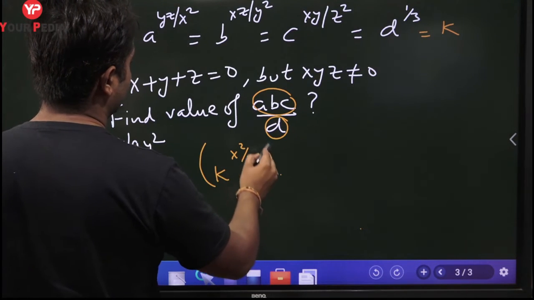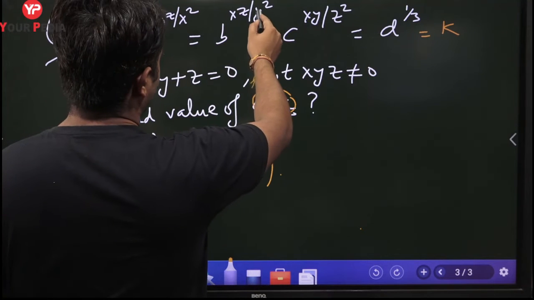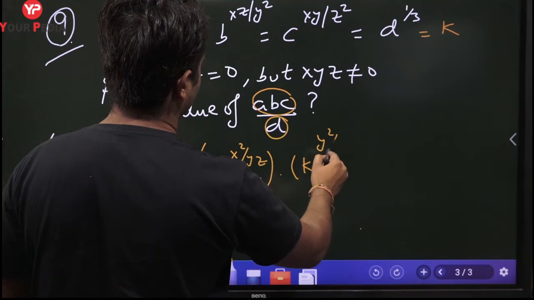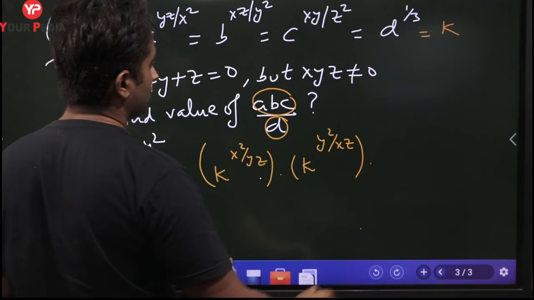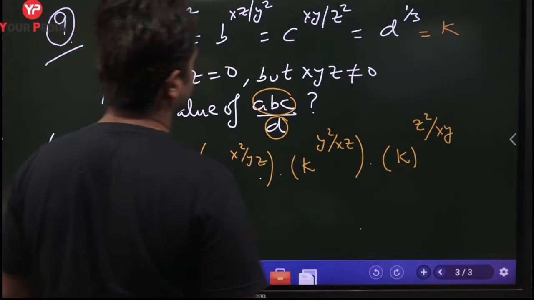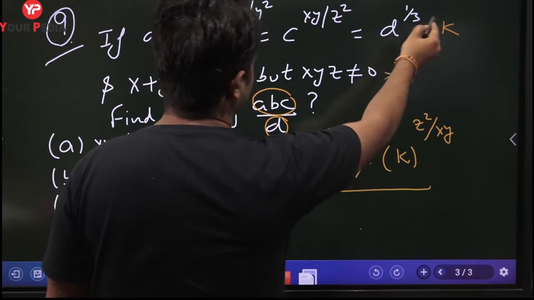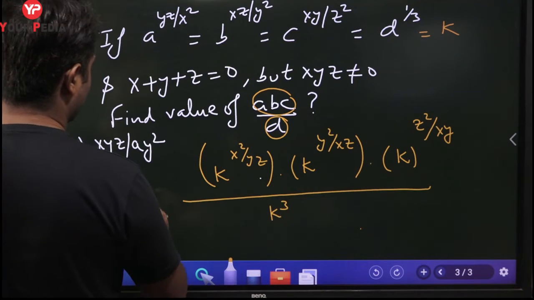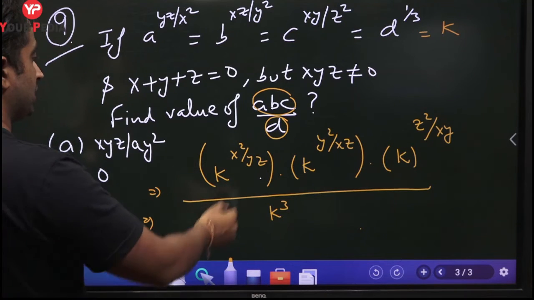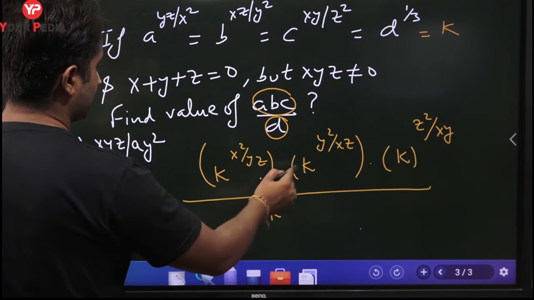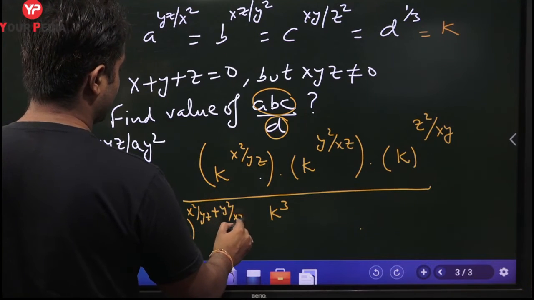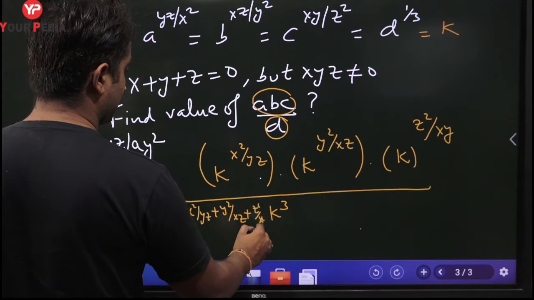So this is k, this is a, for b your denominator will become numerator and numerator will become denominator. So k raised to power y square upon xz, this is b. So c is, I will say, k raised to power z square upon xy, okay, and d, so that is k cube. Now the base is same, k, and you are having the multiplication sign, so I will say just add these powers: x square upon yz plus y square upon xz plus z square upon xy.